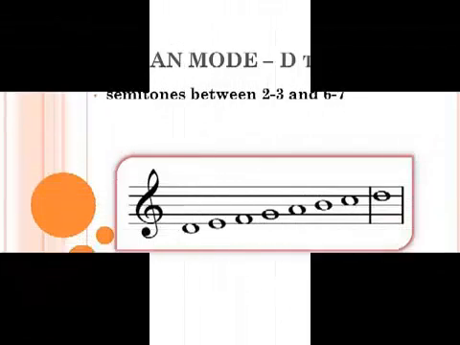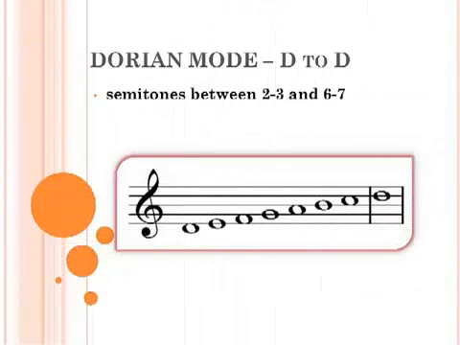The Dorian mode, or the modern Dorian mode, corresponds to the white keys on the piano from D to D, which is why it is frequently called the D Dorian mode. The pattern is whole step, half step, whole step, whole step, whole step, half step, and whole step, or tone, semitone, tone, tone, tone, semitone, tone. This is what it sounds like.